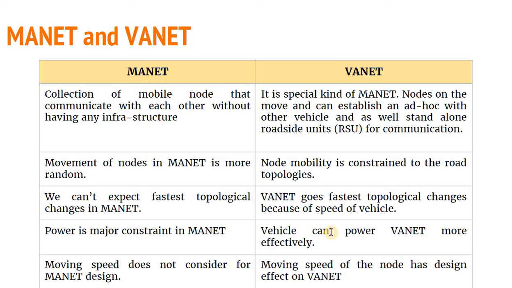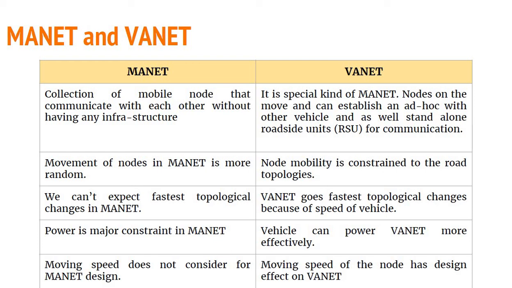Then the movement of the nodes in VANET is more random. Node mobility is constrained to the road topologies, and there is high mobility, because on the highway the vehicle speed is about 100 to 120 kilometers per hour. So we can't expect a slow topology change, but because the vehicle speed is so high, there is a frequent topology change in the VANET environment. Power is a major constraint in the MANET, but in the vehicle there is a battery backup inside. This battery has a backup of about 1 year, or I think 4 to 8 months. So there is not so much of a power constraint in the VANET environment.